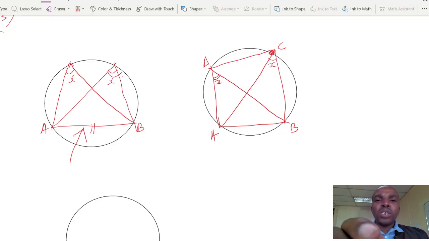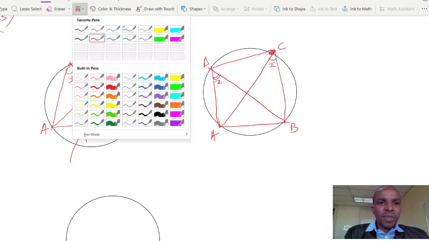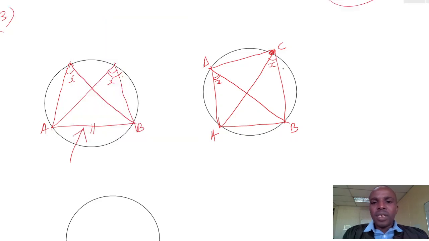Then go to chord BC. For chord BC, it means the angles which are the same are coming from C and B. We can have this angle here, I can call it Y, and this angle is also Y. You are allowed even to turn your paper so that you can see clearly. Please take note of that part.